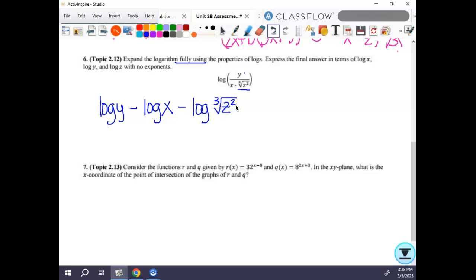Now, these first two terms are fine, but this I've got to fix. The cube root of z squared is the same as z to the 2/3 power. So instead of this, I could have z to the 2/3 power, which means when I actually write out my answer, I get the log of y minus the log of x minus 2/3 times the log of z. And that is my answer.